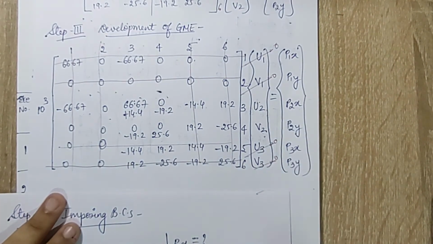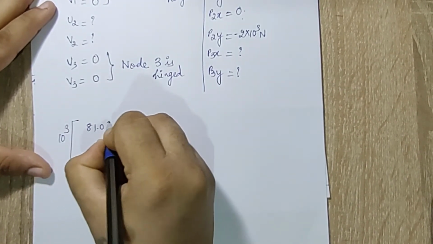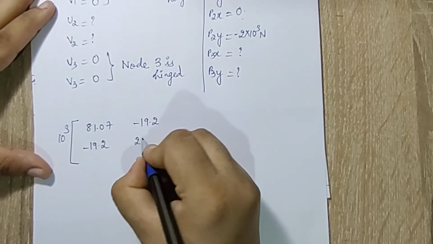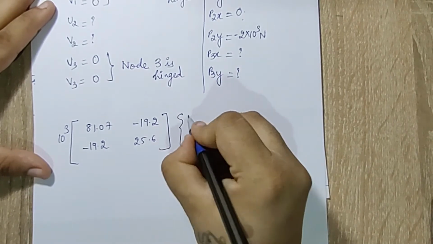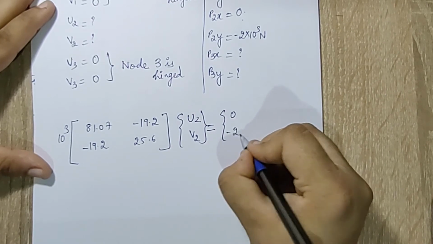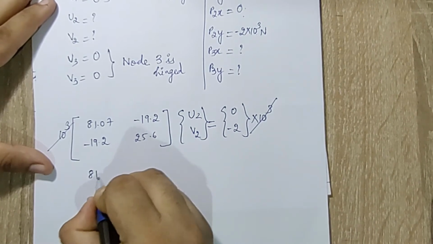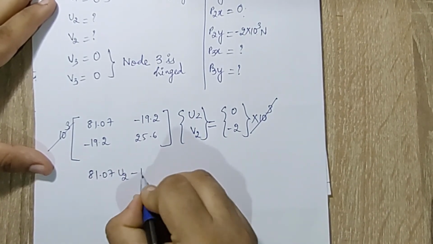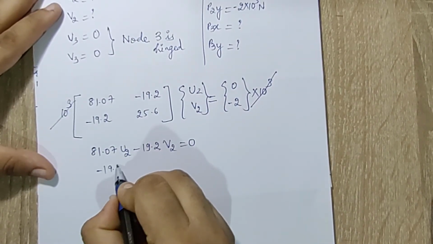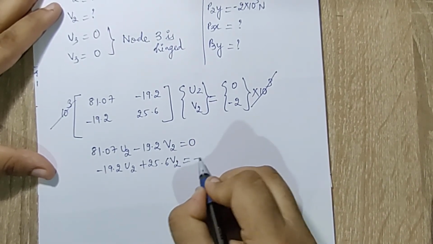So I'll just quickly write the matrix down. Here I'll have a 10 raised to 3 common. On addition I get 81.07, minus 19.2, minus 19.2 and 25.6. Here I'll have U2, V2 is equal to 0 and minus 2, 10 raised to 3 common. This will get cancelled out. My equation will be 81.07 U2 minus 19.2 V2 is equal to 0. And next is minus 19.2 U2 plus 25.6 V2 is equal to minus 2.